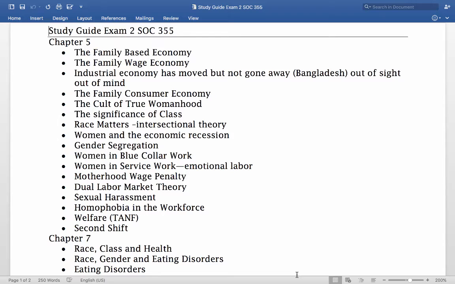So there were certain household tasks that were done before that were then automated so people could move outside of the home to work in industrial labor. So let's see. Oh, this one's basically what the answer is. Industrial economy has moved but not gone away.